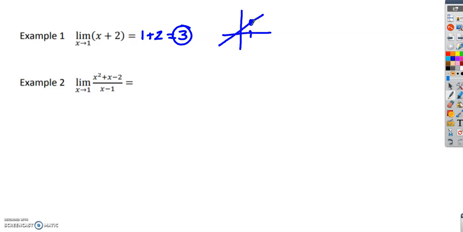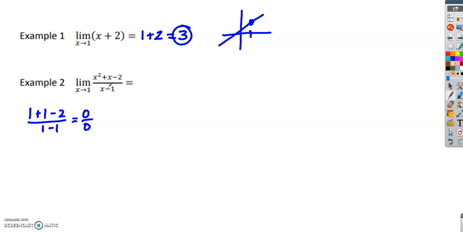Okay, in example 2, if I tried plugging in 1, let's see what I get. 1 plus 1 minus 2, 1 minus 1, I get 0 over 0. Now, I talked about this yesterday. When you have 0 over 0, and we're going to see this in a second, a lot of times there's something that you can do to simplify this function so that you can actually evaluate what the limit is. So let's take a look at what happens.